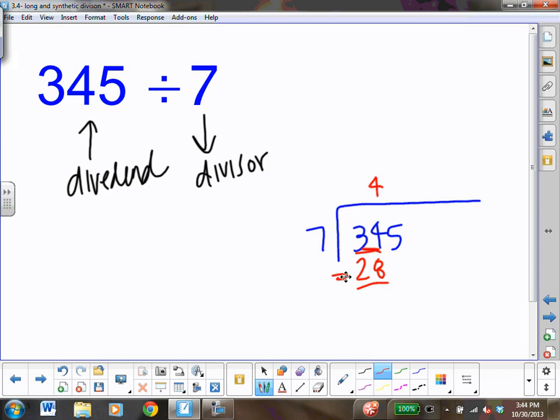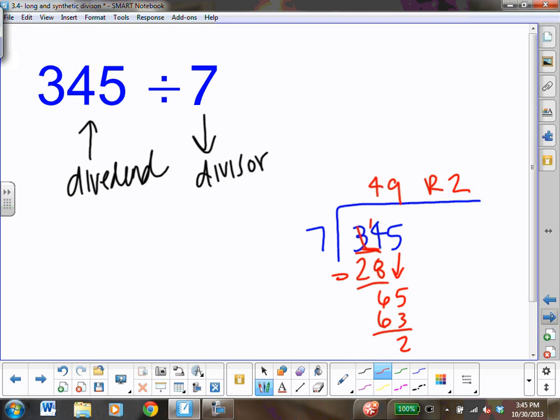And then you subtract. 34 minus 28 is 6. And then you drop down the 5. So then you want to think, how many times does 7 go into 65? 7 times 9 is 63. So you write your 9 here, then you multiply 63, you get 2 left over. So it's 49 with a remainder of 2.